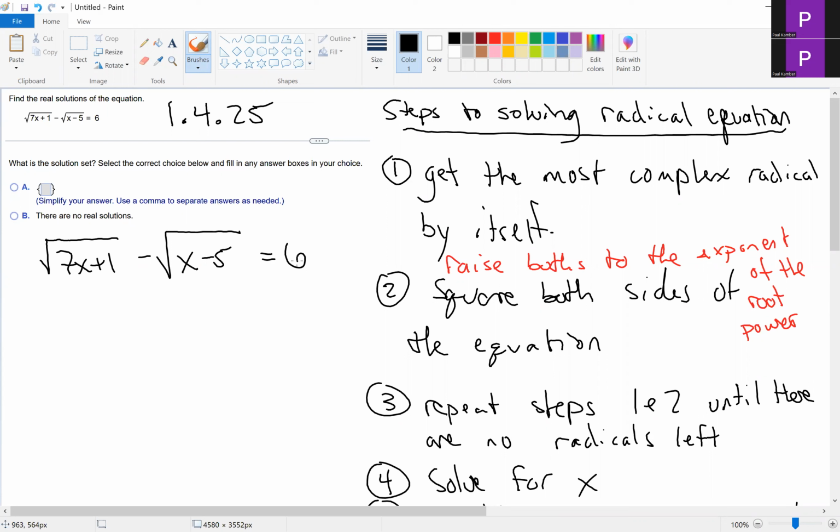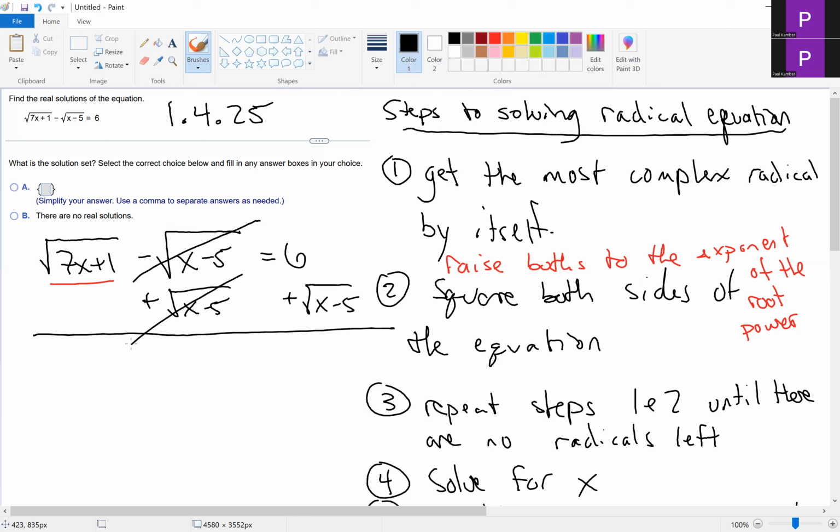Okay, so this is the first time we use the true step one, which is get the most complex radical by itself. So the 7x plus 1 is more complicated. So what we're going to do is get that by itself. We need to add the square root of x minus 5 to both sides. On the left side, the negative cancels with the positive. We're left with the square root of 7x plus 1. That's going to be equal to 6 plus the square root of x minus 5.